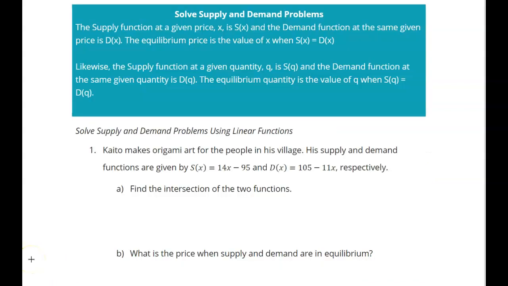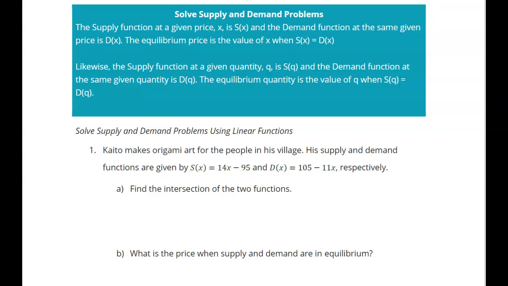To illustrate this, let us consider the following problem. Kaito makes origami art for his people in his village. His supply and demand functions are given by S of x equal to 14x minus 95, that is the supply function, and the demand function D of x is equal to 105 minus 11x. First, we are asked to find the intersection of the 2 points, and then we want to compute the price when the supply and demand are in equilibrium.